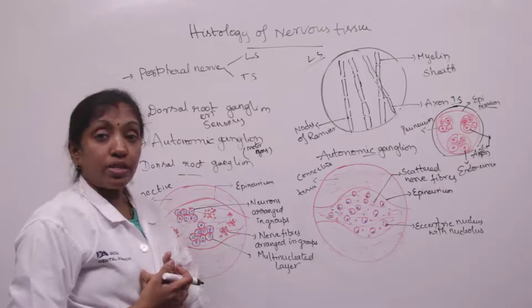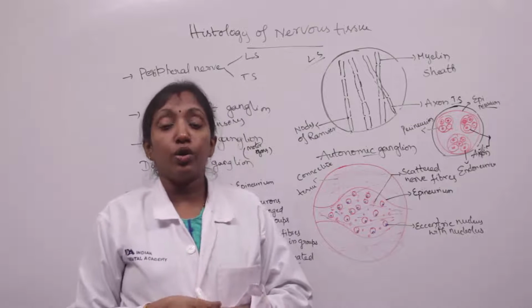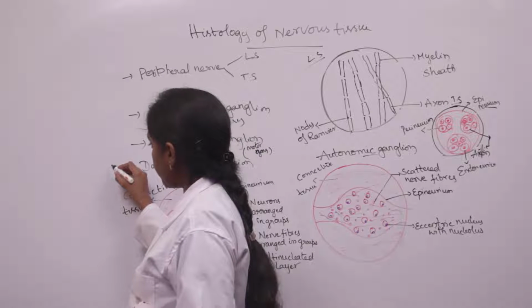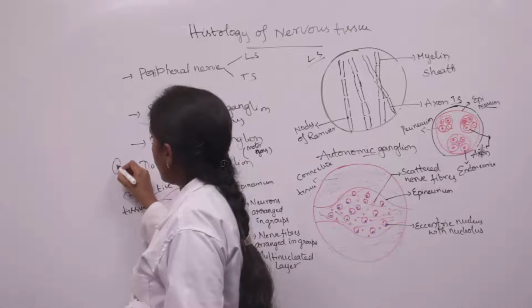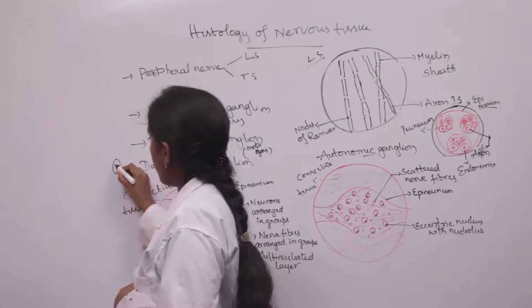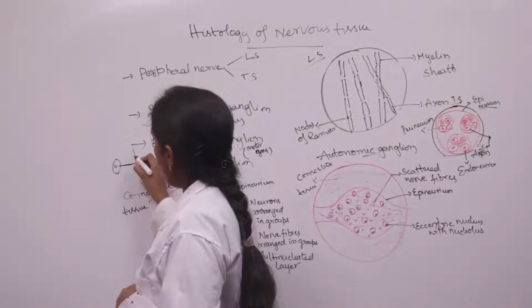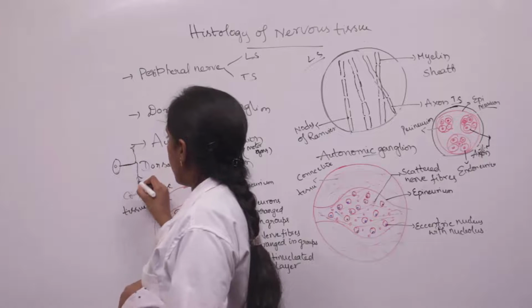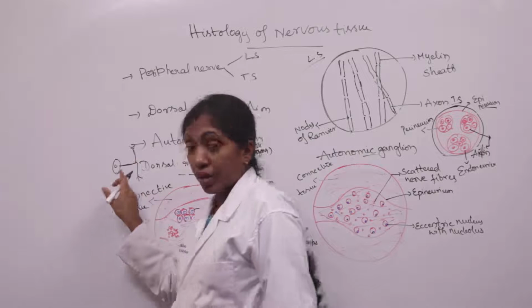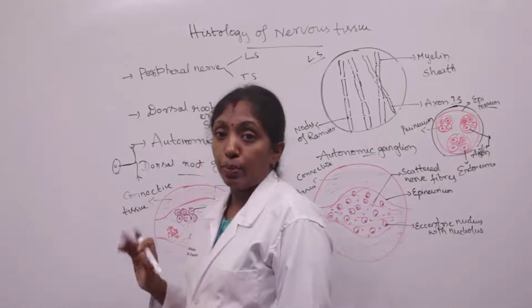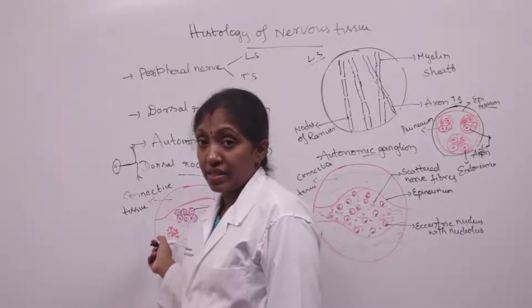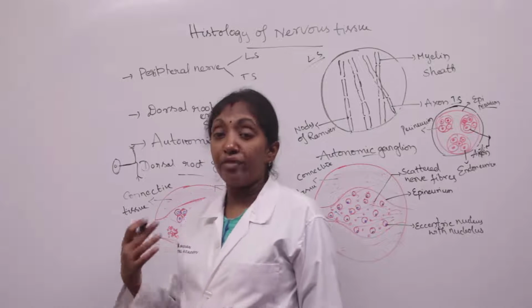And the neurons present in the dorsal root ganglion are pseudo-unipolar neurons. Because here, this is the cell body and this is the axon. The axon branches like this. Only one axon is present. The cell bodies present in the dorsal root ganglion are pseudo-unipolar neurons, and these neurons have afferent nerve fibers.